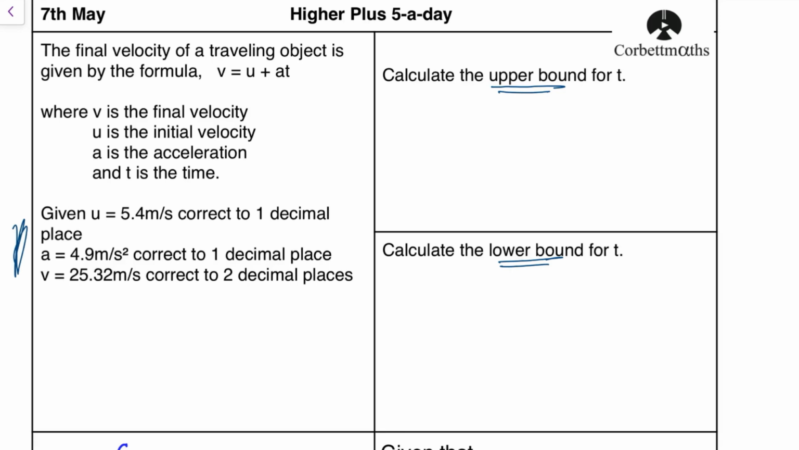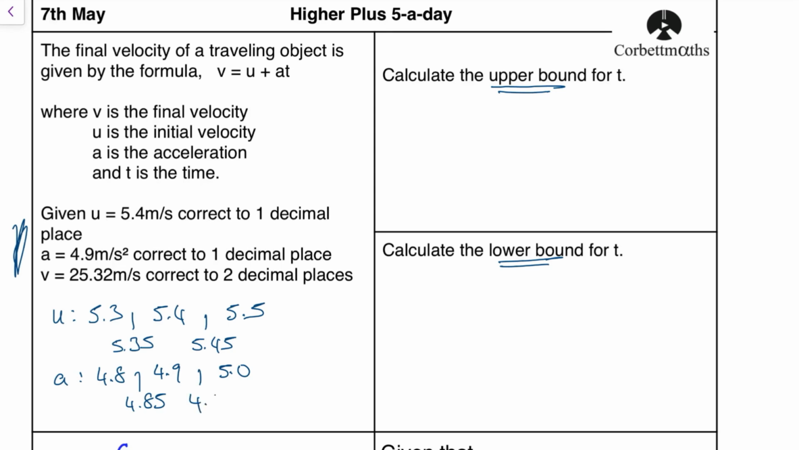Right, what do I have? I have v equals u plus at. Now the nice thing is I'm adding and multiplying, so everything's upper or everything's lower. That makes it a bit easier. So let's do my things in order. So u is 5.4 to one decimal place. That's 5.5 and 5.3. So the upper and lower are 5.35 and 5.45. Okay. A. That is 4.9 to one decimal place. That's 4.9, 5.0 and 4.8. So the lower is 4.85 and the upper is 4.95.